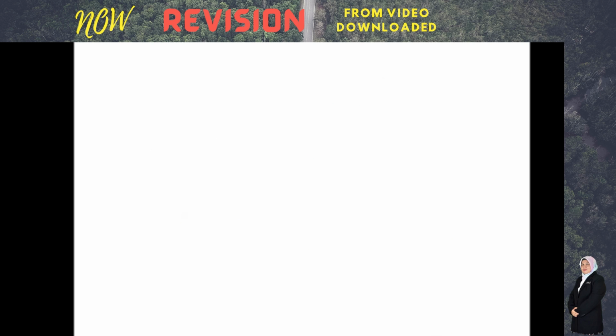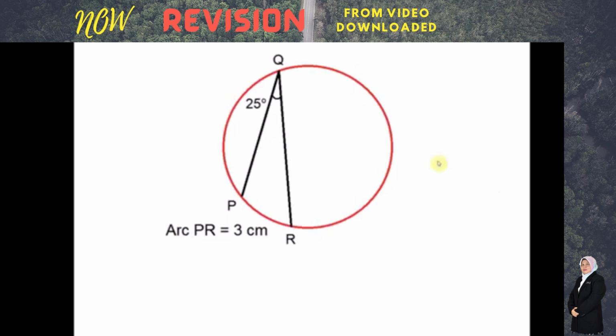We move on to the next part, where we learn the next property. Now we have a circle with an angle of 25 degrees, an angle at the circumference subtended by the minor arc PR, 3 centimeters. If we draw another line here which forms an angle, and measure this arc, which is 3 centimeters, then when we measure this angle, we find it is also 25, the same as angle PQR.